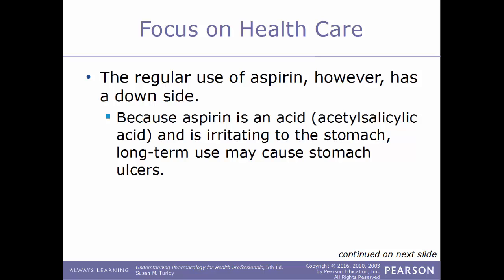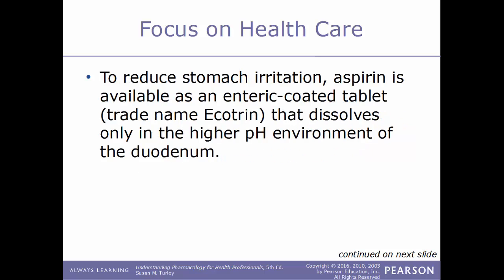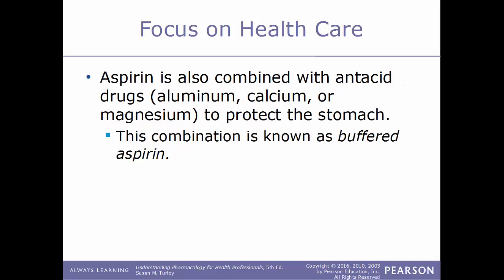Because aspirin is an acid, it is irritating to the stomach, and long-term use of this may cause stomach ulcers. So to reduce stomach irritation, aspirin is available as an enteric-coated tablet, which is sold under the trade name Echotrin, that dissolves only in the higher pH environment of the duodenum, which is the first part of the small intestine. It is able to make it past the stomach and not be broken down by stomach acids. Now, aspirin is also combined with antacid drugs like aluminum or calcium or magnesium to help protect the stomach. And this type of combination is known as a buffered aspirin.